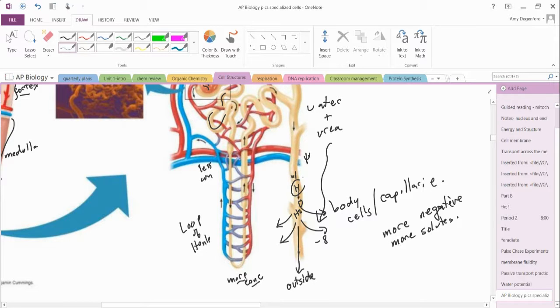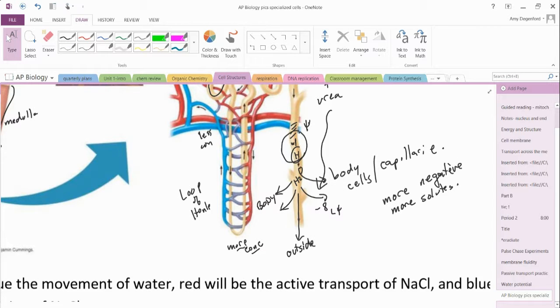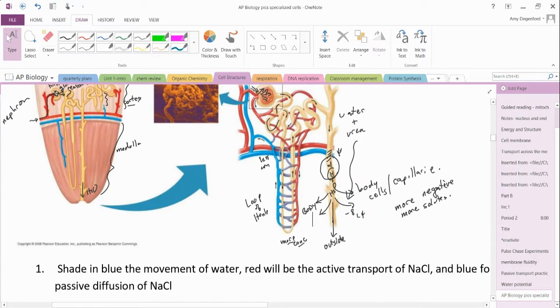So remember the dictum that we have for water potential. Water moves from an area of high water potential inside this tube to an area outside that is a low water potential. And let's just say, for the sake of argument, that's -8. So water is going to leave this tubule and go back to the body. So these are the body cells, and then the body capillaries. That's what we want. We want to be able to capture that water back. So as it leaves, we're not going to lose that much water.